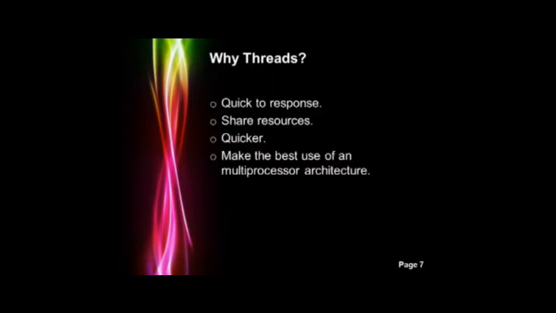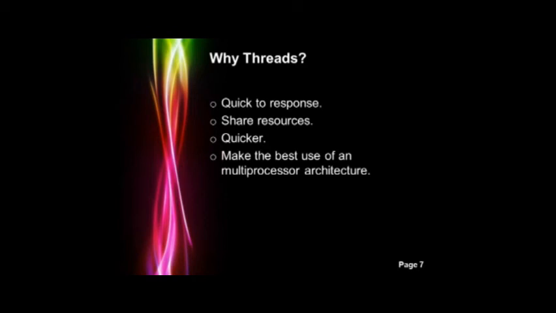Why threads? When you compare them with processes, threads are very much quicker to respond. That is, threads provide output or results way quicker than processes. Threads also share resources like memory segments, which helps in a major way with inter-process communication. Threads are also quicker to create, delete and handle than processes.